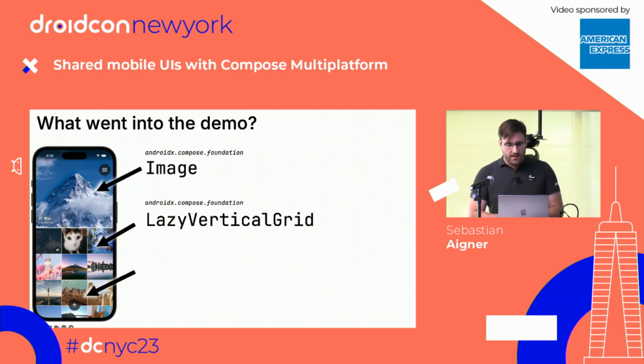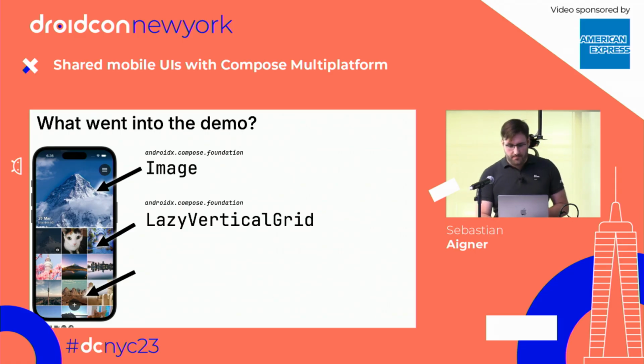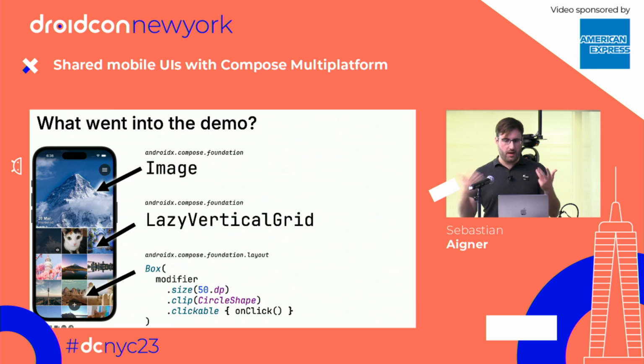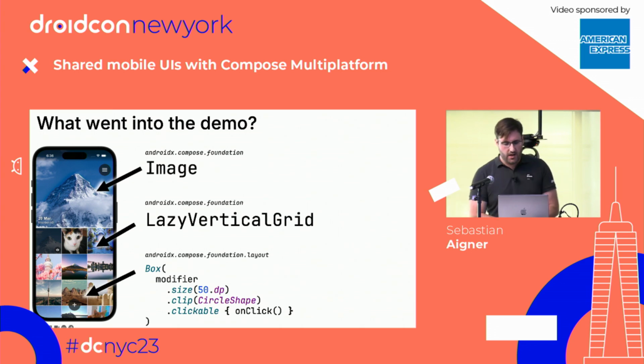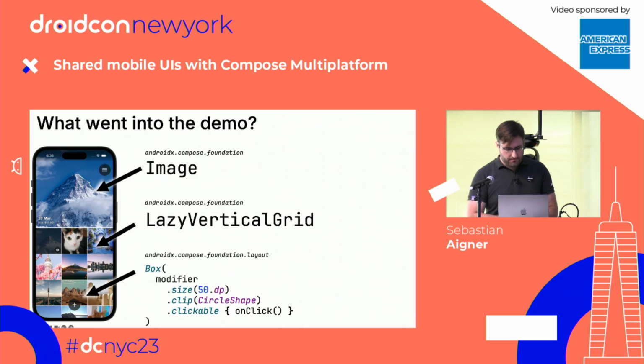We did go a bit fancy with the little button that we have down here. Of course, we could have just used one of the built-in button composables, but we wanted to do a bunch of customizations. So we instead used a box with a couple of modifiers. And again, if you've done Jetpack Compose, none of this should be particularly surprising to you. It's just a size modifier, a clipping modifier, and a clickable modifier. They work exactly the way that you would expect.